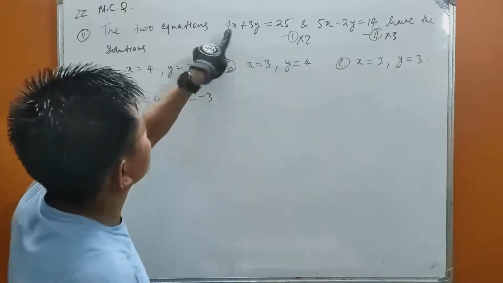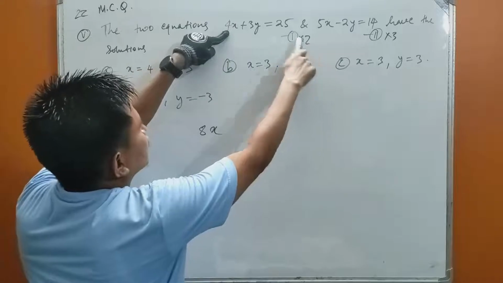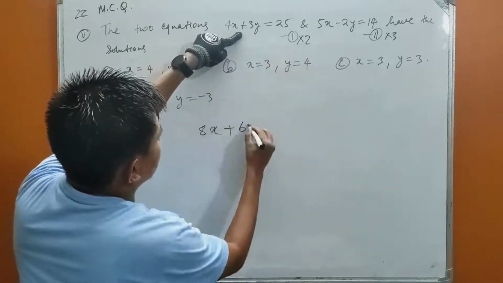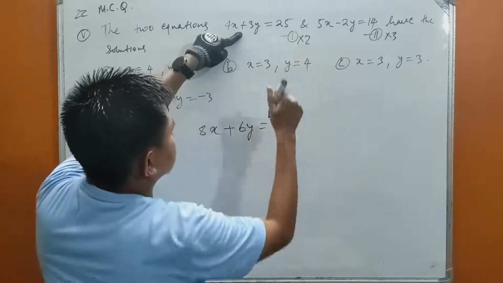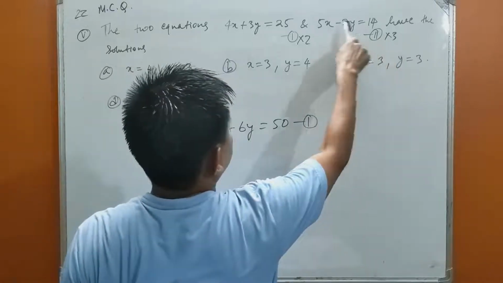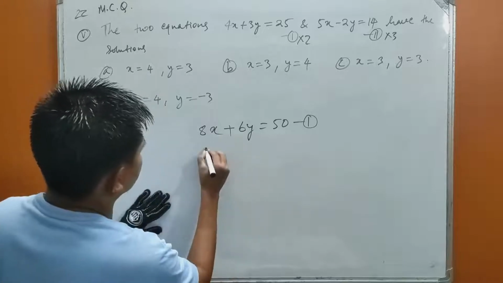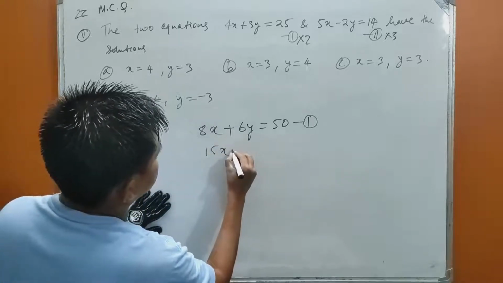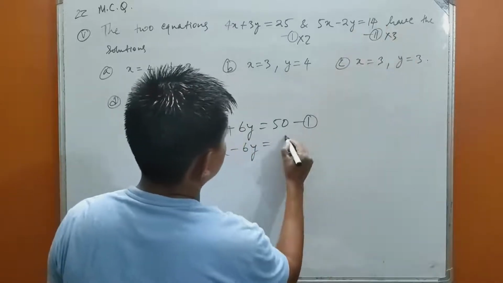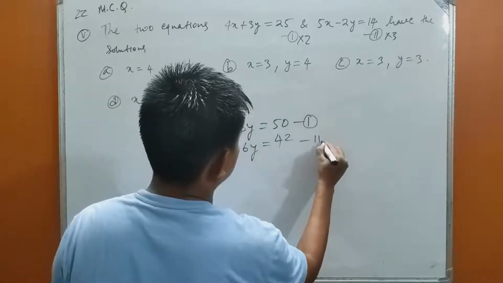So we have 2 into 4 is 8x. I'm just making the coefficient of y equal. 2 into 4 is 8x plus 2 3s are 6y equal to 2 25s are 50, isn't it? This is equation 1, and equation 2 is 3 5s are 15x minus 3 2s are 6y equal to 3 14s are 42, isn't it? Equation 2.